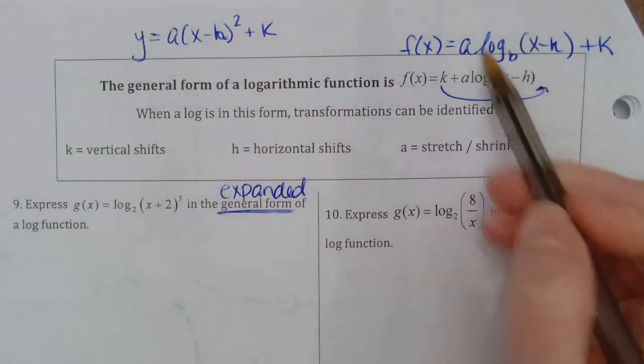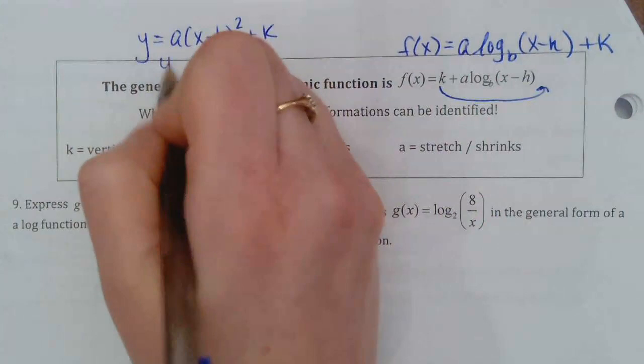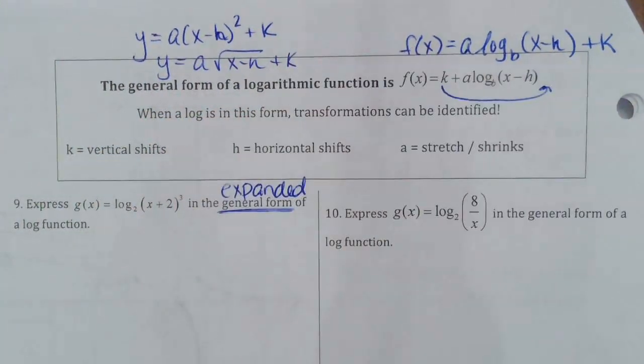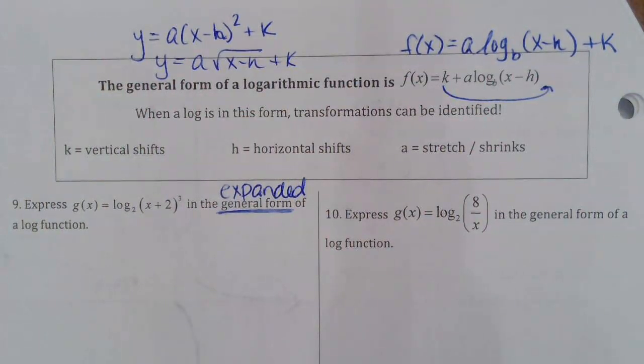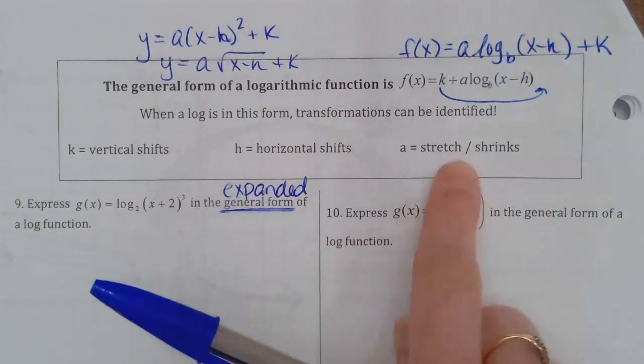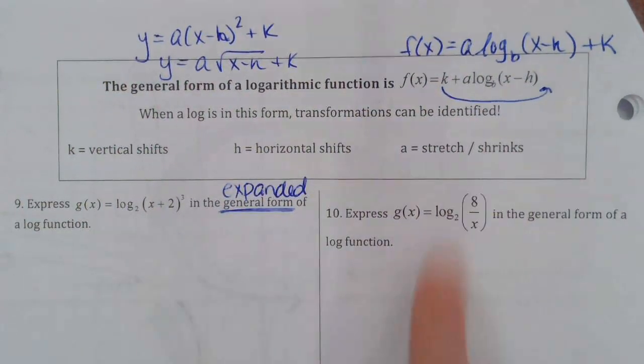Instead of being squared, it has the word log in it. When we do square root functions, it looks just the same. It's doing the same thing. So again, k is our up and down, h is our side right and left, and a is either going to be a vertical stretch or a vertical shrink.